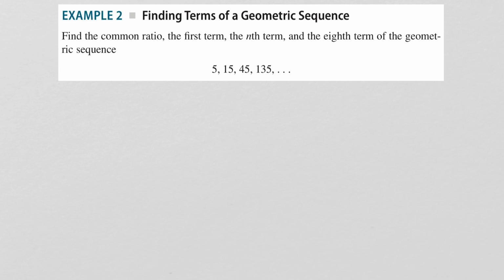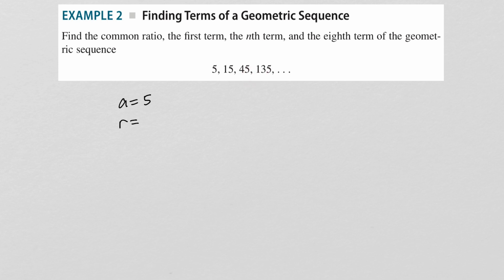So now we'll just complete some further examples here. Here we have the first 4 terms of a geometric sequence. We want to find the common ratio, the first term and the nth term, and then the 8th term. Okay, so first of all, we'll notice that the first term of this geometric sequence is 5. Now, to get the common ratio, you can think about what do I have to multiply 5 by to get 15, and that's clearly 3. Likewise, 15 times 3 is 45. 45 times 3 is 135.